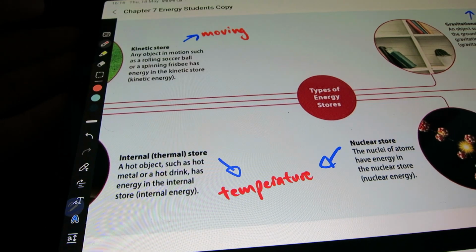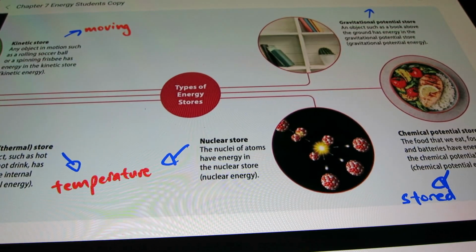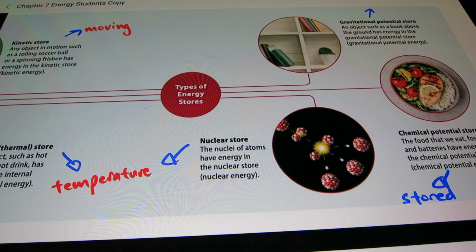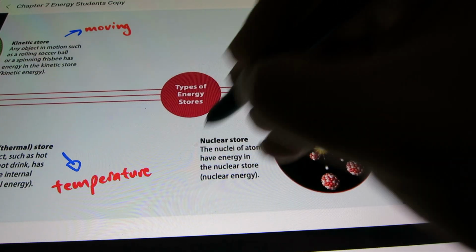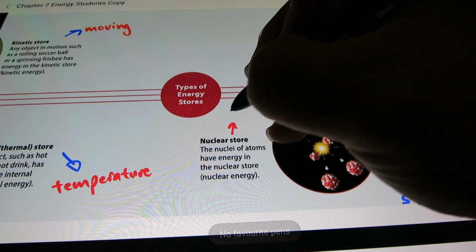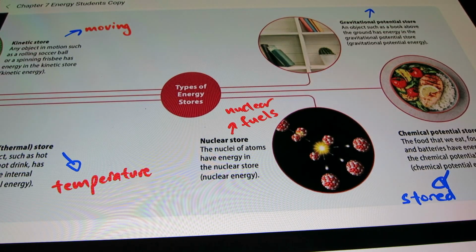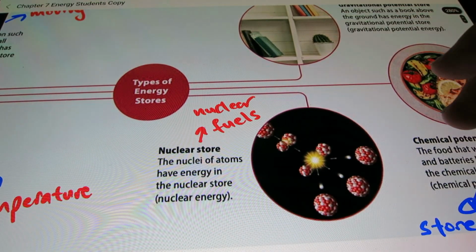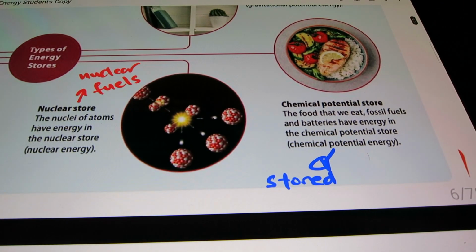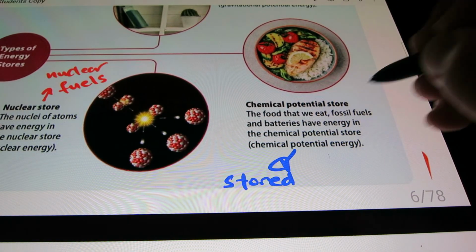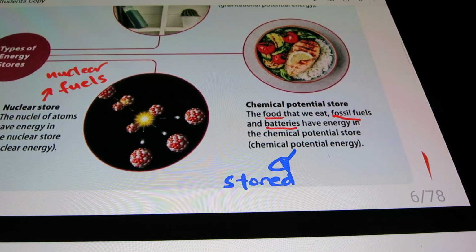Nuclear store has to do with nuclear energy. It is the energy that is stored in the nucleus of the atom, and it is the one we use when we talk about nuclear bombs or nuclear power plants. Most of the nuclear stores are usually found in what we call nuclear fuels, nuclear elements like uranium. All these things will have nuclear store. Chemical potential store is basically stored energy in terms of food, fossil fuels, or batteries. All these have chemical potential store.